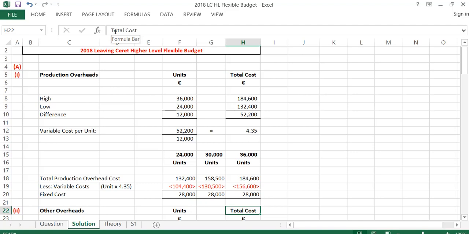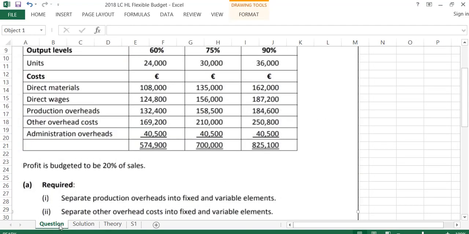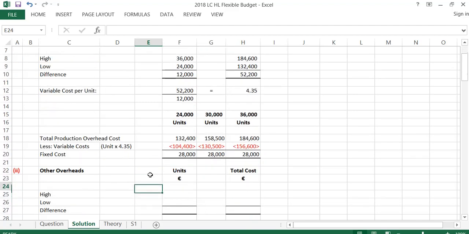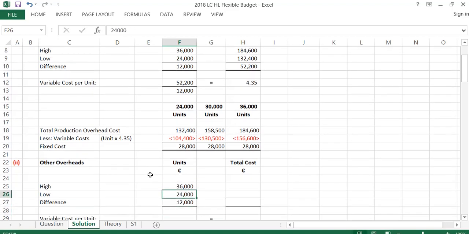We are asked in part 2 of the question to do the same thing for other overheads, to separate other overheads into fixed and variable elements. So again, this is done the same way. We're going to use the high-low method. For other overheads, the number of units will be the same as above. 36,000 is the highest number of units and 24,000 is the lowest number of units. So the difference, again, will be 12,000.